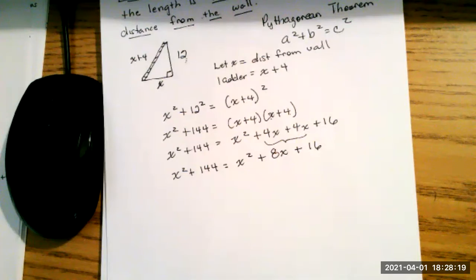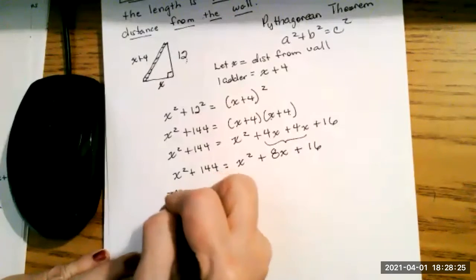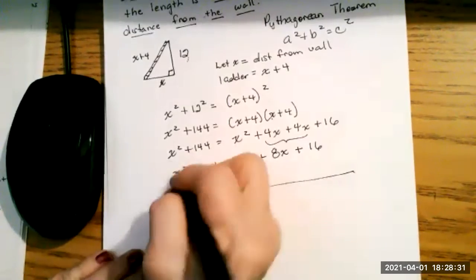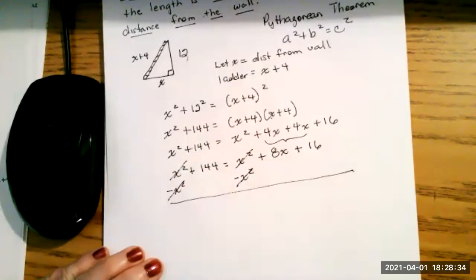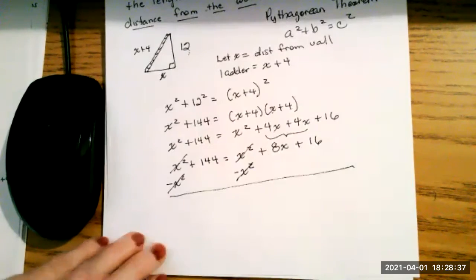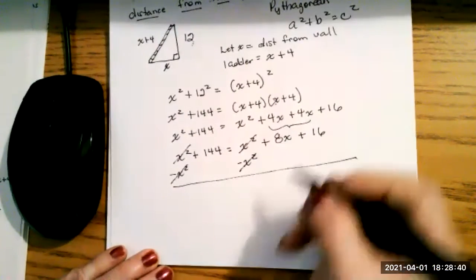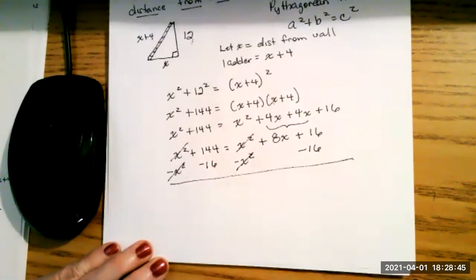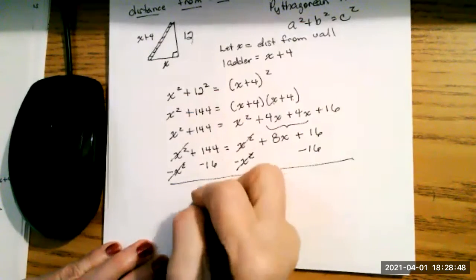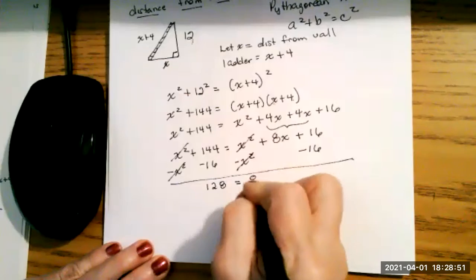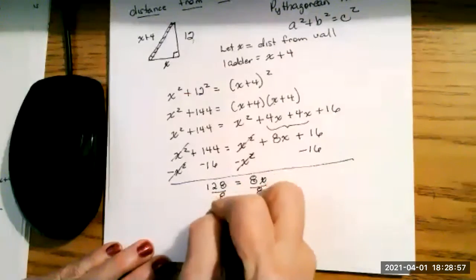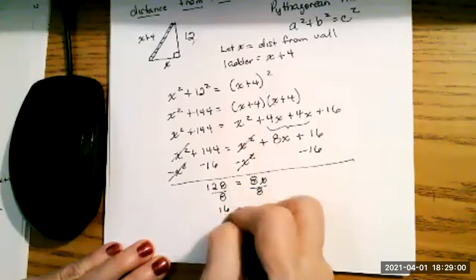Normally, I would set it equal to 0, but when I sit back and look at it, I see that when I subtract this x squared from this side and this side, those x squares go away. See that? So I don't have x squares, I just have an 8x in this case. So I'm going to subtract the 16 from both sides. So 144 minus 16 is 128, and that is 8x.